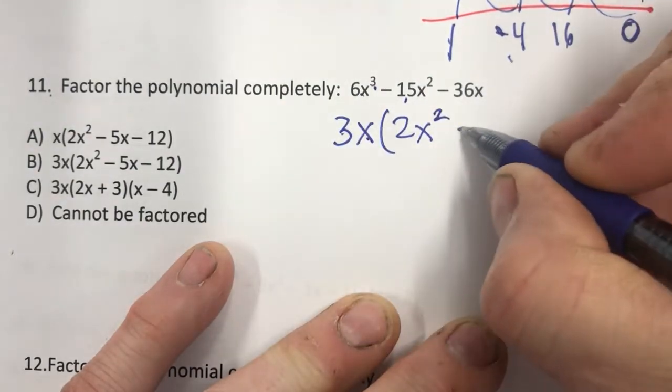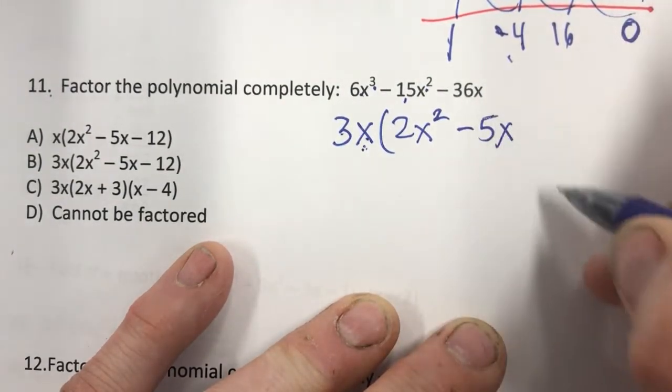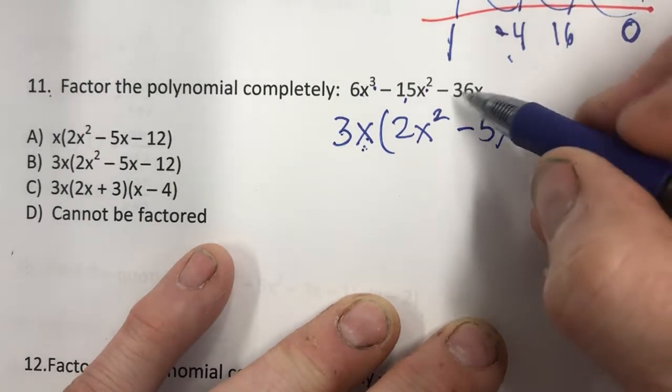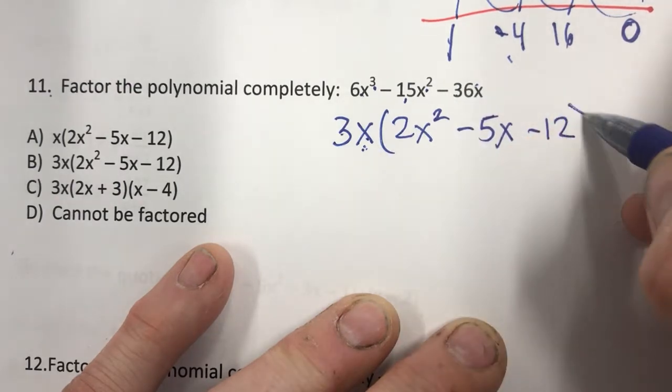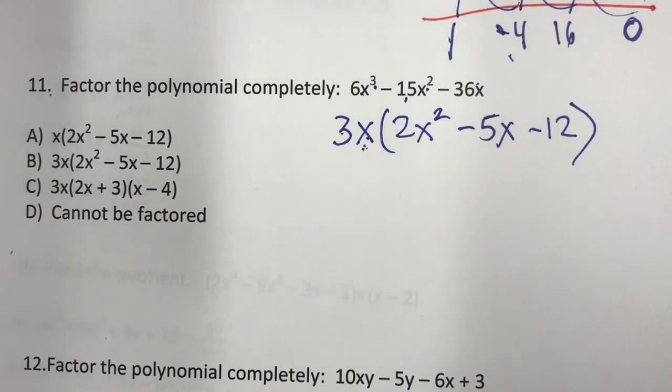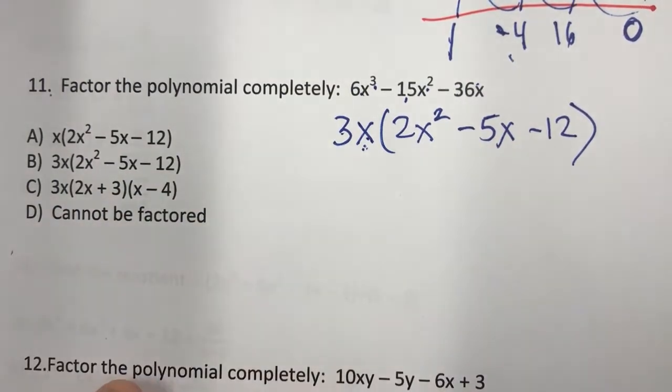Negative 15 divided by 3 is negative 5. I've got an x squared, but I'm dividing out an x, so that's going to make that just an x term. Then I have negative 36 divided by 3, which is negative 12, and the x's divide out. So that's what I have there. And you see that on B here, but I believe that factors down further.